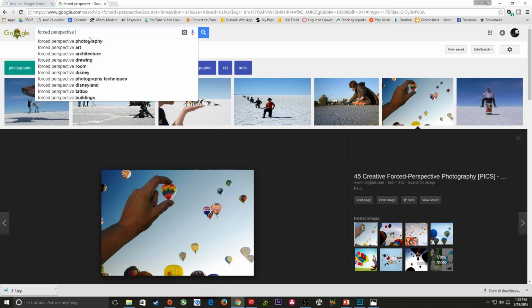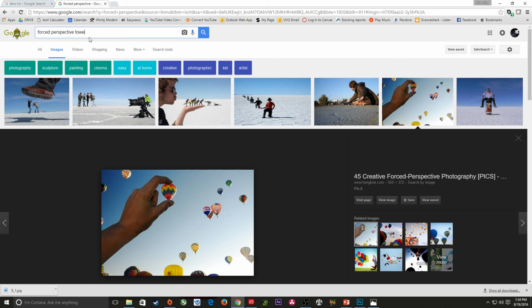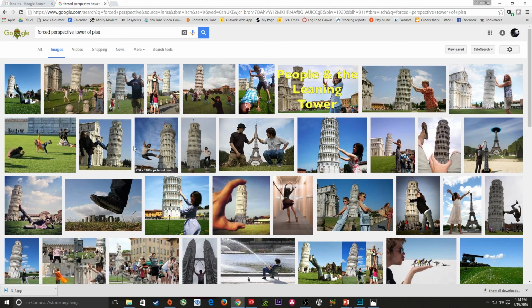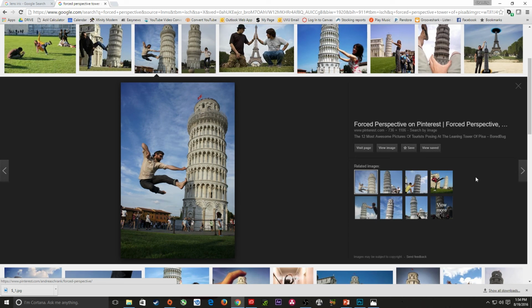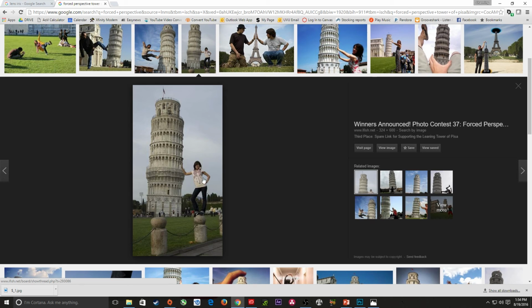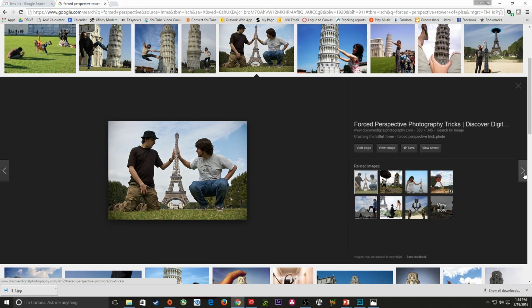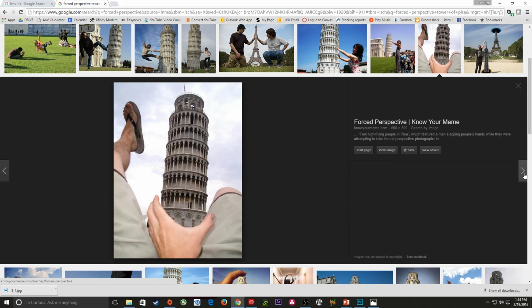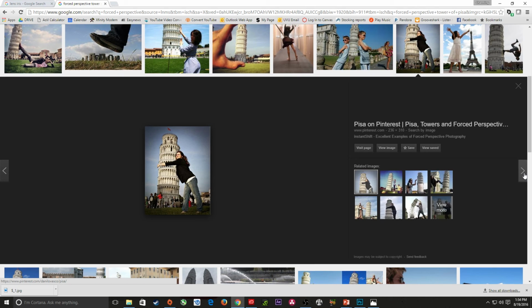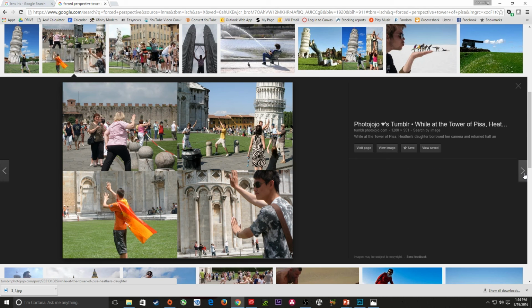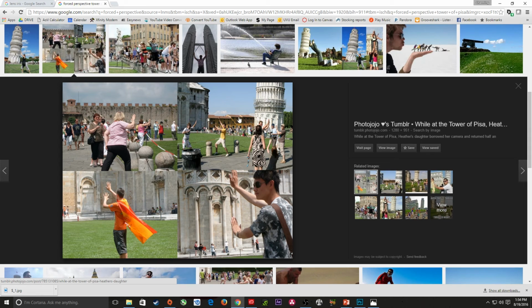Big one is Tower of Pisa. Tower of Pisa, you're going to get all these dorks. In fact, I did this when I was in Italy as well, so I'm one of these dorks. See, these people are close to the camera, and it looks like they're holding up the tower. Everybody does this, makes it look like they're holding the tower. In fact, there's some of these images where if you move the camera, it destroys the illusion. Look at all these people acting like they're holding up the Leaning Tower of Pisa, and when the camera is moved, it destroys the perspective.